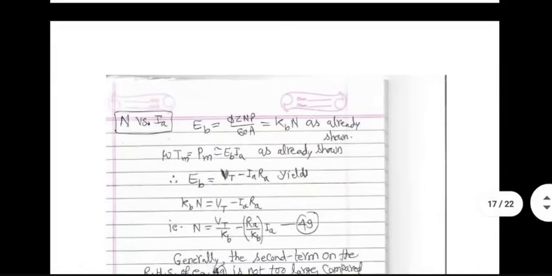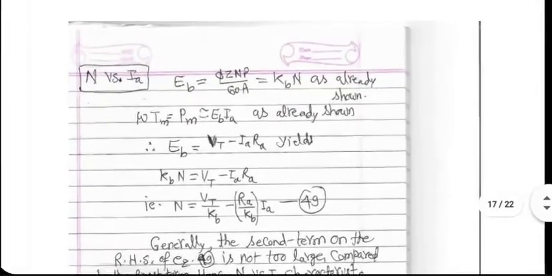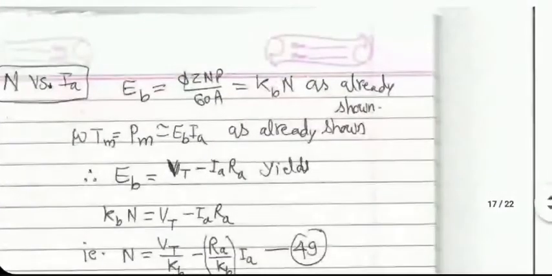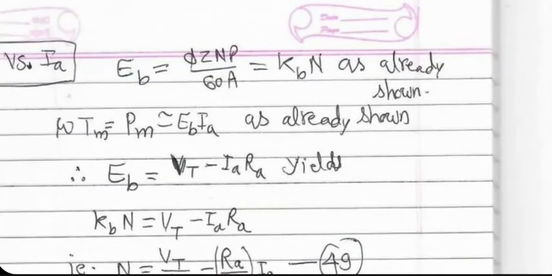Now, other thing is N versus Ia. How can you figure it out? EB is KB into N, as we have already written. Tm into omega equals Pm equals EB IA. We know all this, right? And EB is VT minus IA RA. We know this also. So KB N equals VT minus IA RA.